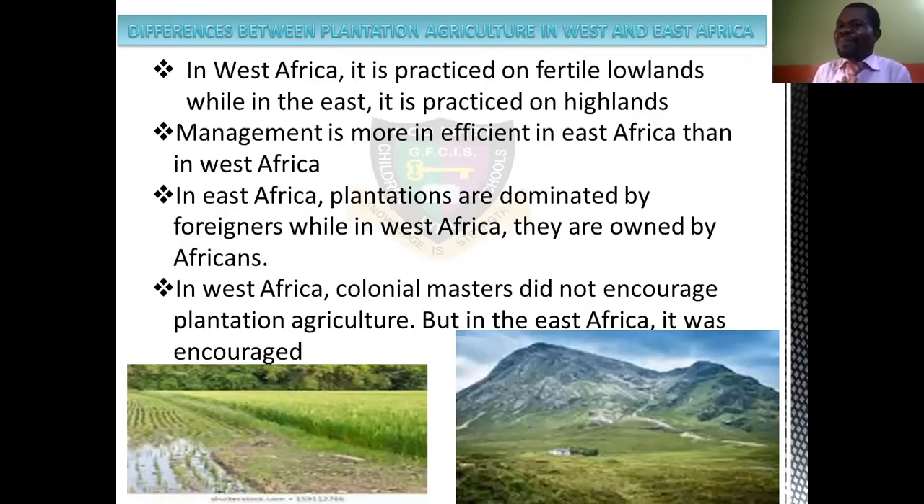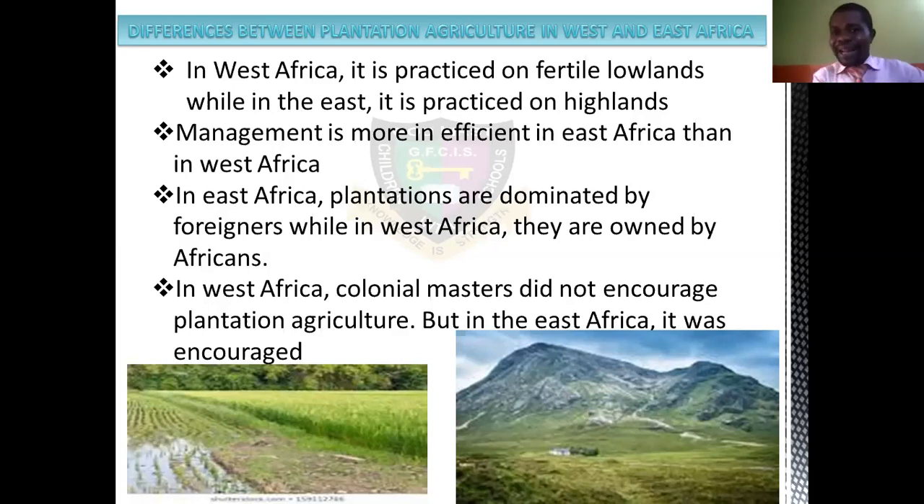Another one: management is more efficient in East Africa than West Africa. When you say more efficient, it could be that corruption has not come into it, or they have taken the time to go to school and study these things. That's why management is more efficient in the East than in West Africa in terms of plantation agriculture, not government or governing. Please take note.